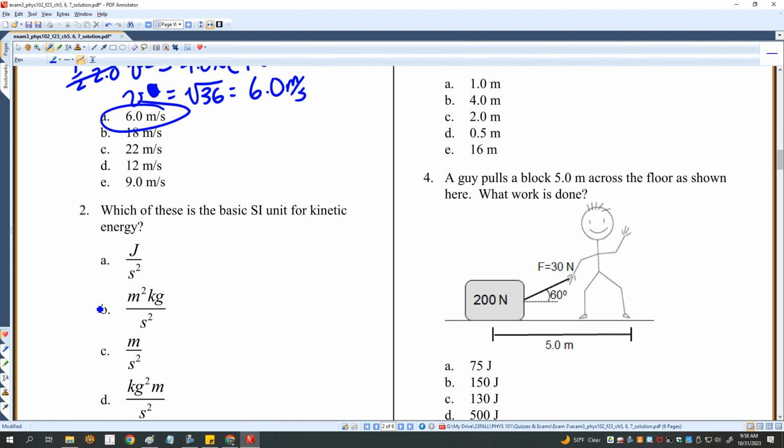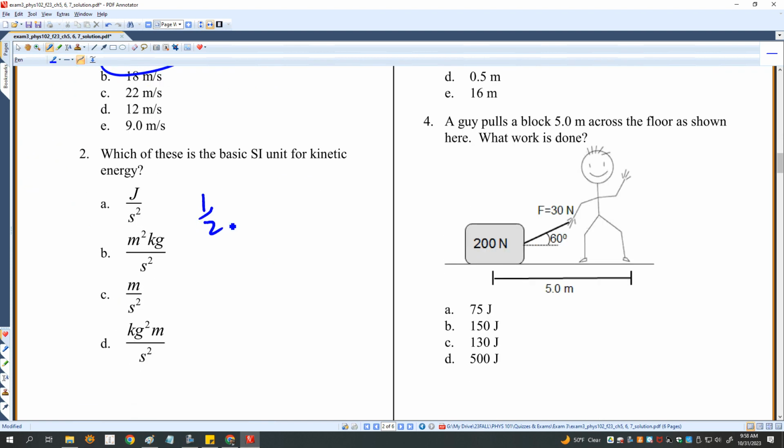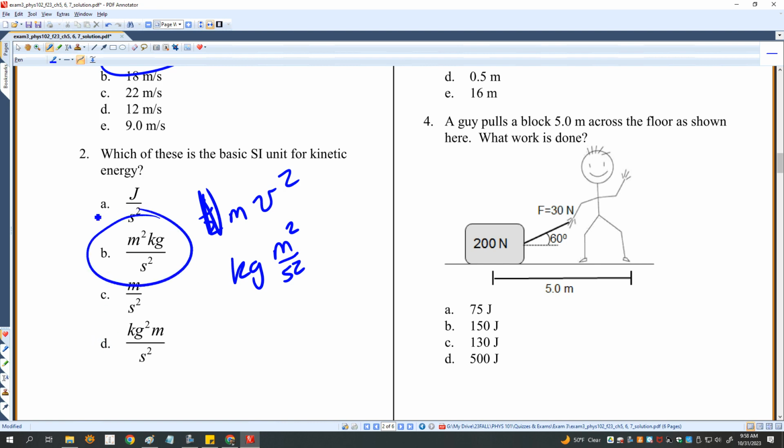Which of these is the basic units for kinetic energy? That's 1/2 mv squared. I forget about the half. That's going to be kilogram meters per second squared. So kilogram meters squared per second squared. Looks like B is the right answer.